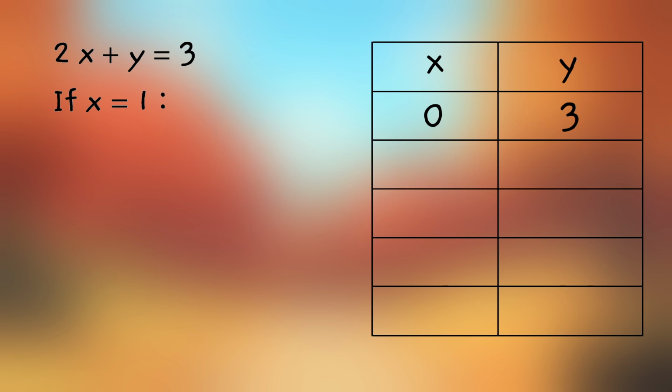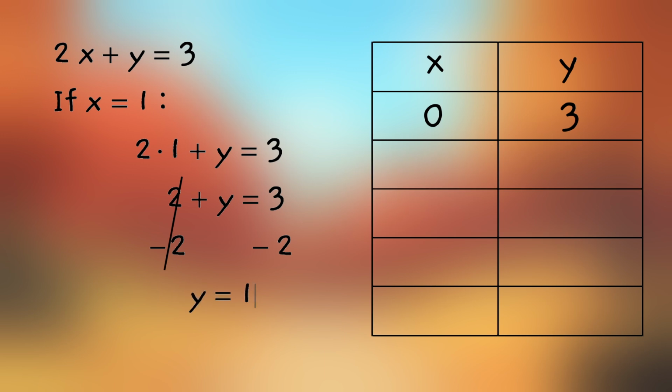Well, once again, we plug 1 in for x and find out what y has to be. That gives us 2 times 1 plus y equals 3, or 2 plus y equals 3. And we'll just subtract 2 from both sides. We cancel over here, giving us y equals 1. So when x equals 1, y is also equal to 1.